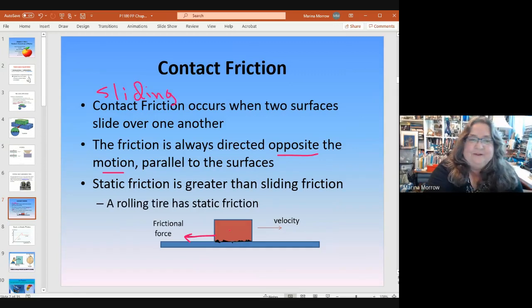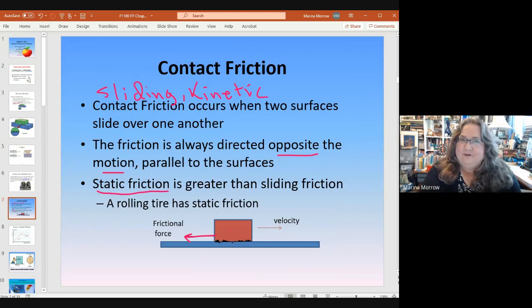Or if you've had other physics, you know it's called kinetic friction. Kinetic for motion. The objects are moving. But there's also static friction. Static friction is for things that are not moving. And static friction is greater than sliding friction, strangely enough. And this can occur when you just start to push on a block.